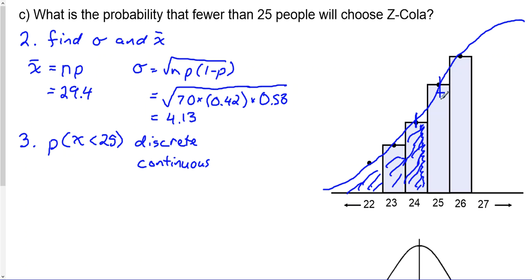And if we use 25 as our value, we're going to include all of this stuff here that we don't want to include. So what we do is we choose a boundary in between that is going to include all the stuff in 24 but none of the stuff in 25. That value is going to be halfway between 24 and 25. So we want the probability of x less than 24.5 for our continuous distribution.